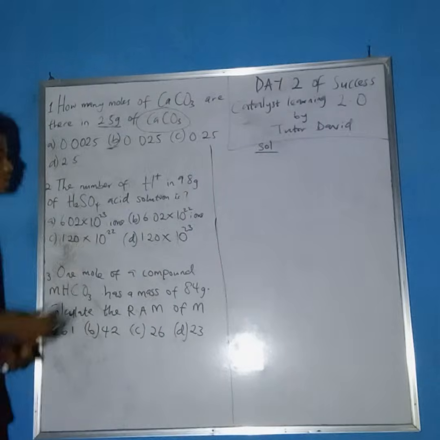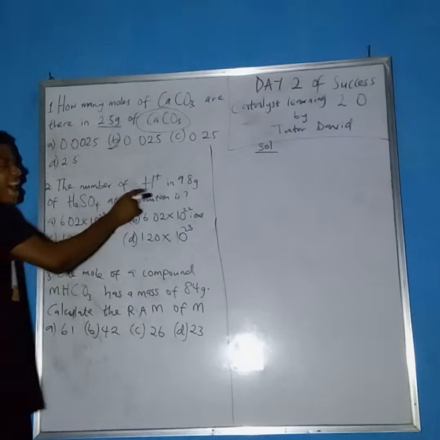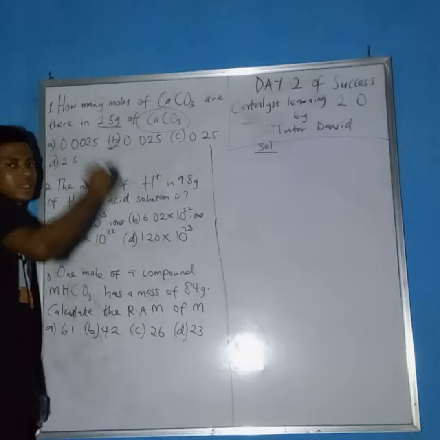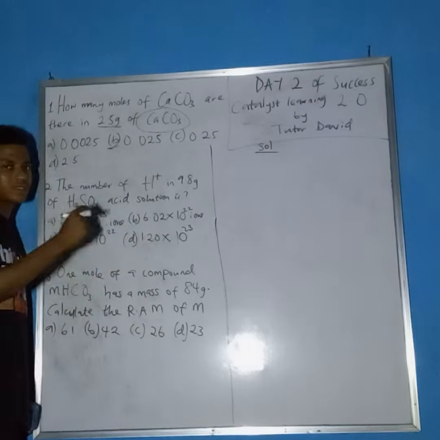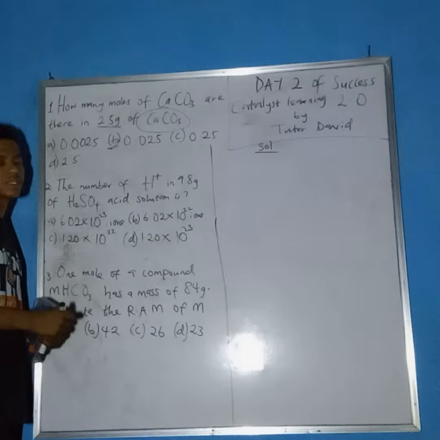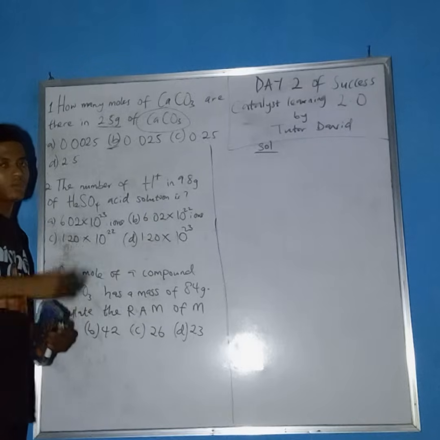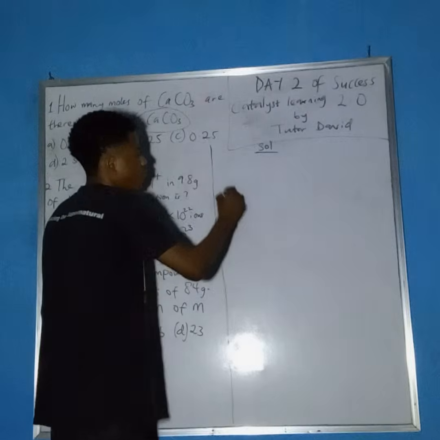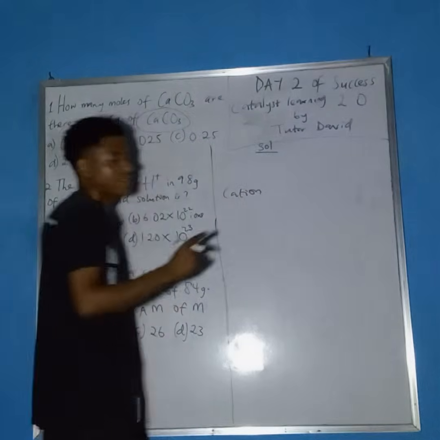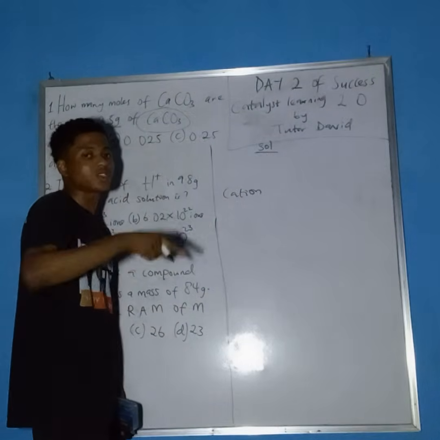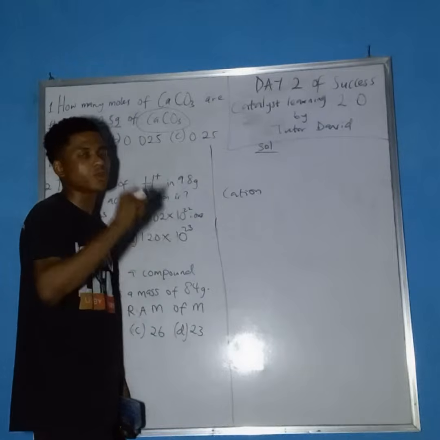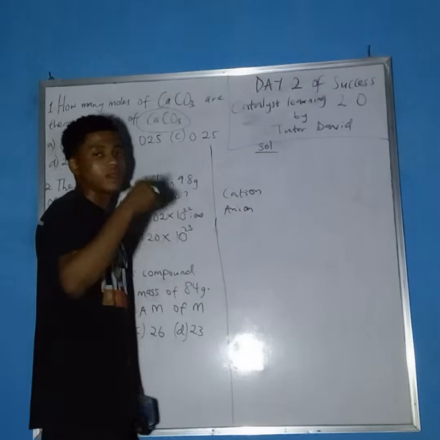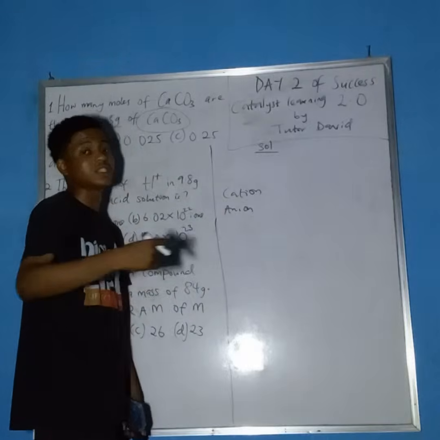Question two says the number of hydrogen ions. Now, take note, in chemistry, whenever you see that a particular atom has a charge, that atom is no longer said to be an atom, it is said to be an ion. And we have two types of ion. We have the cation, which signifies that the ion is positively charged, carrying a positive electrical charge. Then we have the anion, which signifies that the ion is negatively charged.